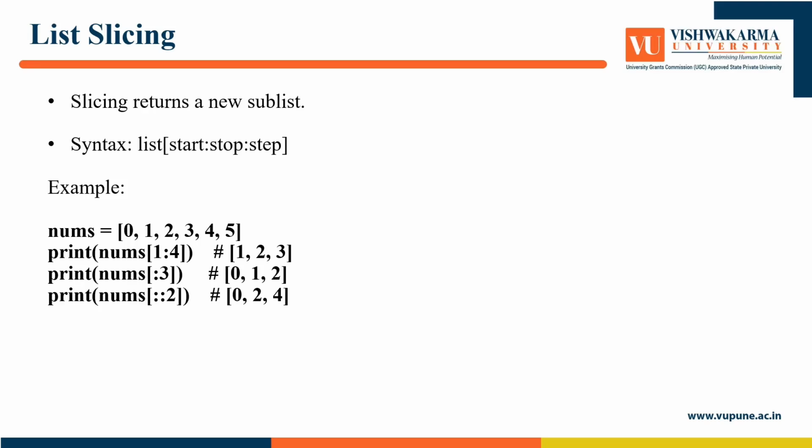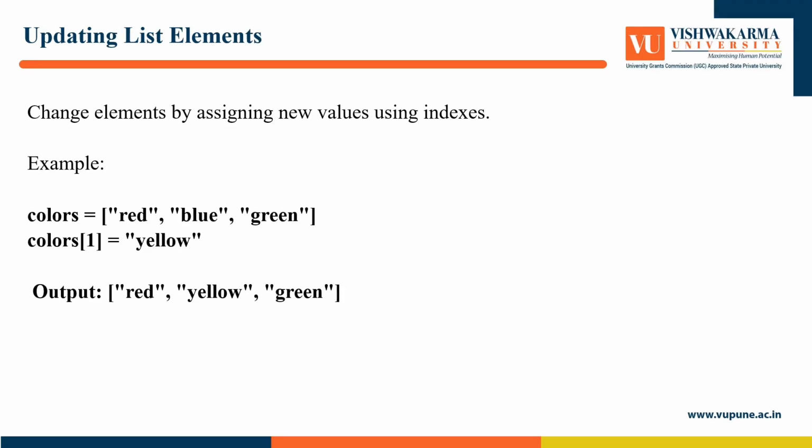Updating list elements. Since lists are mutable, we can change their contents easily. For example, if we want to update the second item in a list, we just assign a new value. colors[1] = "yellow". You can also modify multiple items at once using slice assignment, which is useful for batch changes.